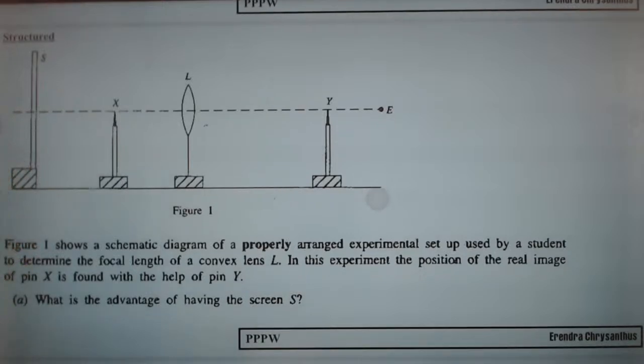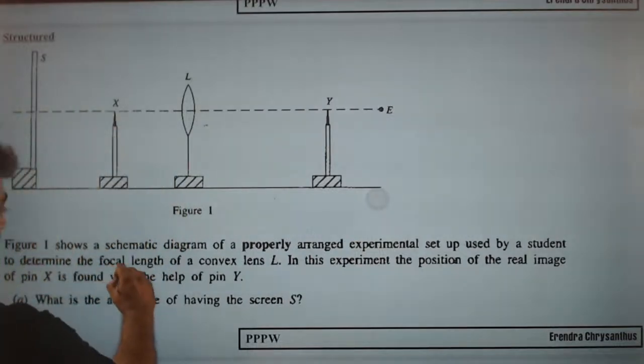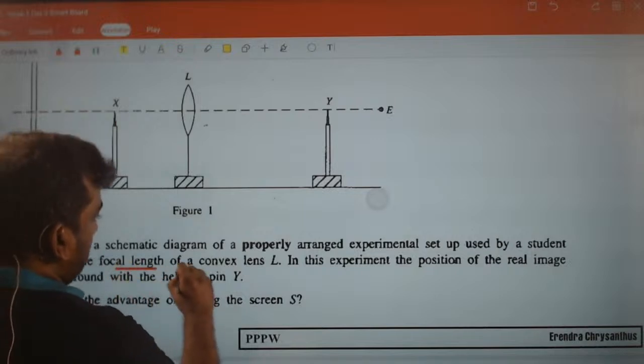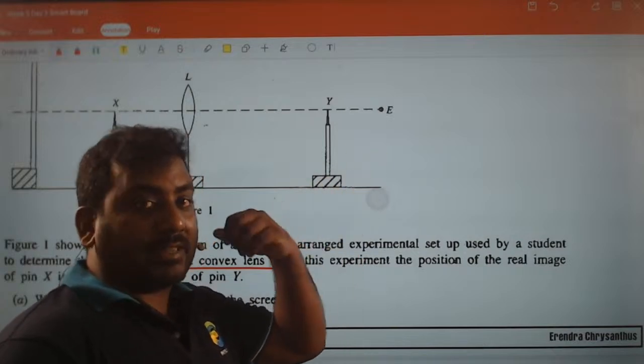Structured essay. Have a look. So this is a very famous practical. Figure 1 shows a schematic diagram of a properly arranged experiment setup by a student to determine the focal length of a convex lens. In this experiment, the position of the real image of the pin X is found with the help of pin Y. So you are using the non-parallax method.